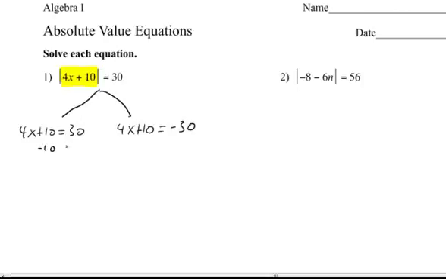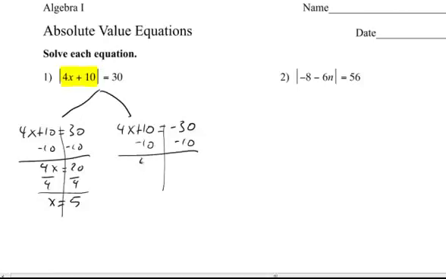So minus 10, 4x is equal to 20, divide by 4, divide by 4, x is equal to 5. That's one solution. The other solution, minus 10, so 4x is equal to negative 40, divide by 4, divide by 4, x is equal to negative 10.